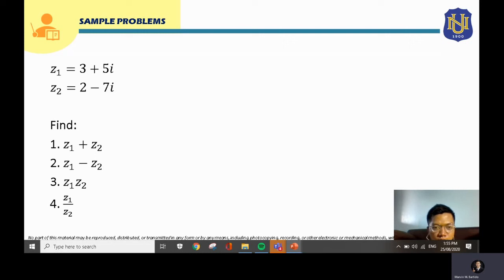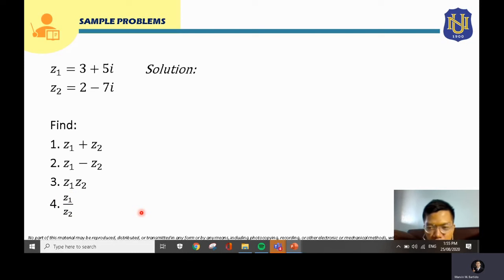So now let's solve the following examples. We have here complex number z1 is equal to 3 plus 5i. We have z2 is equal to 2 minus 7i. So we are asked here to find number 1, z1 plus z2, number 2, z1 minus z2, number 3, z1 times z2, and 4, z1 over z2.